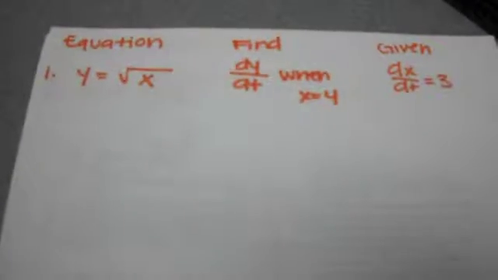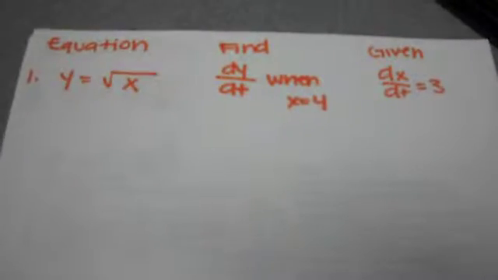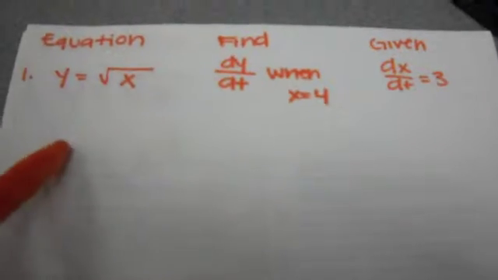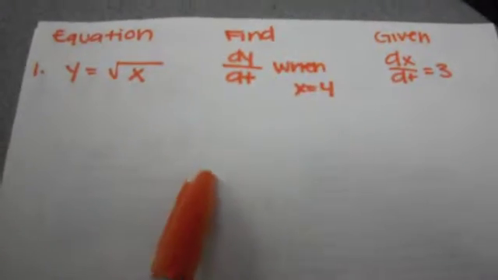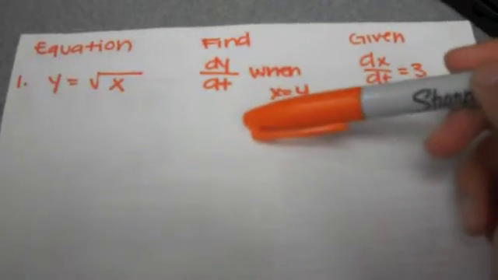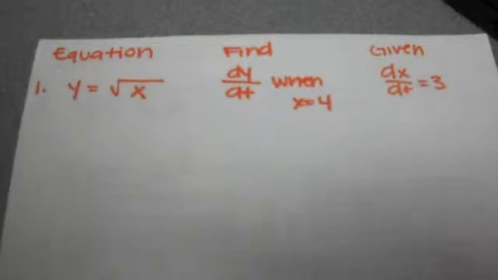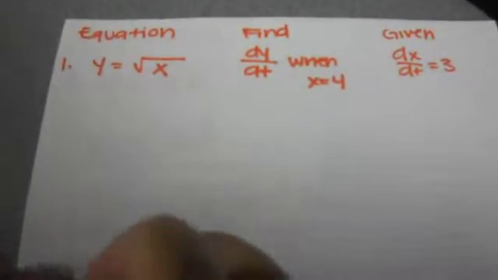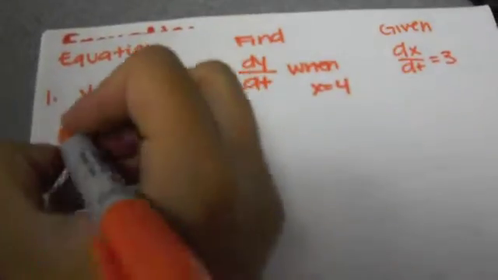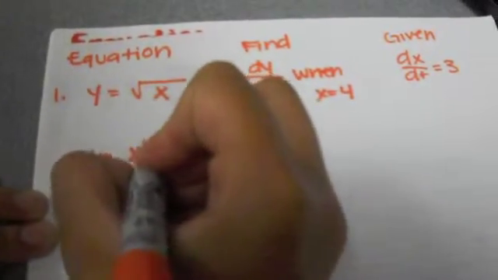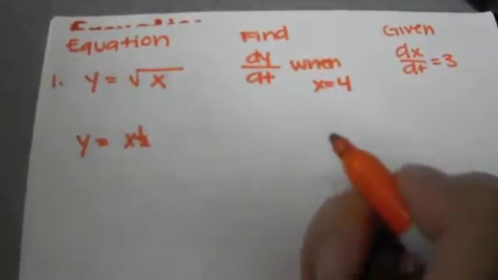So today we're going to solve related rates by finding derivatives with respect to t. Our equation here is y equals square root of x, and they're asking us to find dy over dt when x equals 4, given that dx over dt equals 3. So the first thing we're going to do is rewrite our equation: y equals x to the 1/2 power, just to make it a bit easier.